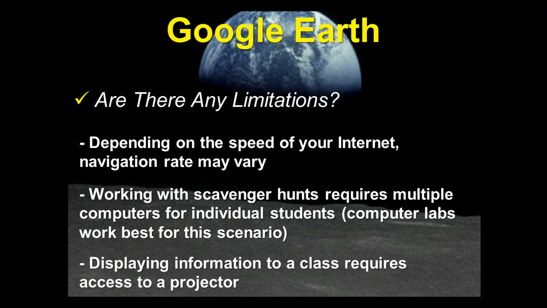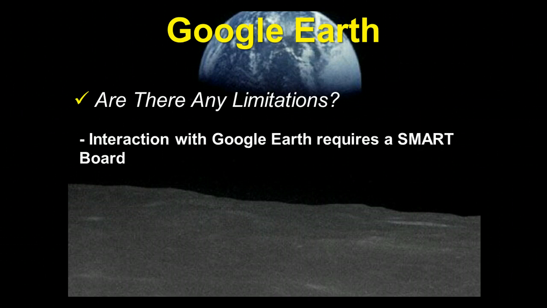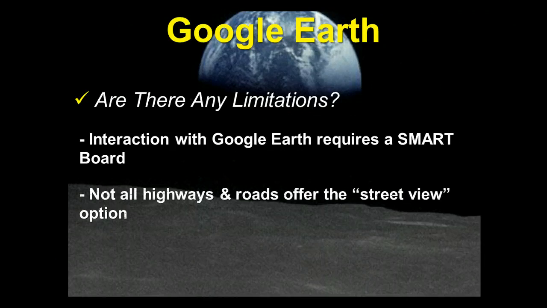Displaying information to a class requires access to a projector. Obviously, it's not very advantageous to student learning to have 25 kids hovering over one computer looking at the information from Google Earth. Interaction with the Google Earth app requires a smartboard. That does help if you have one. It can make it a little bit more interactive, and you can have the students come up and be actively involved with the lesson and the actual application itself.